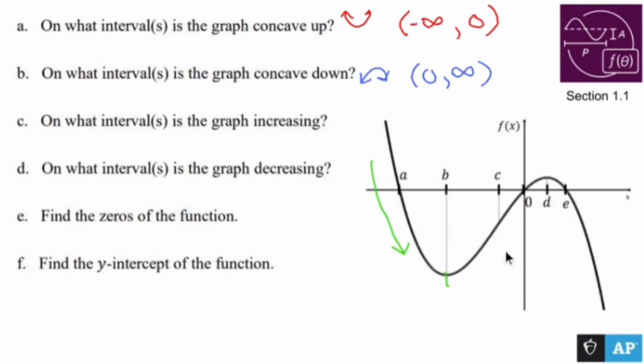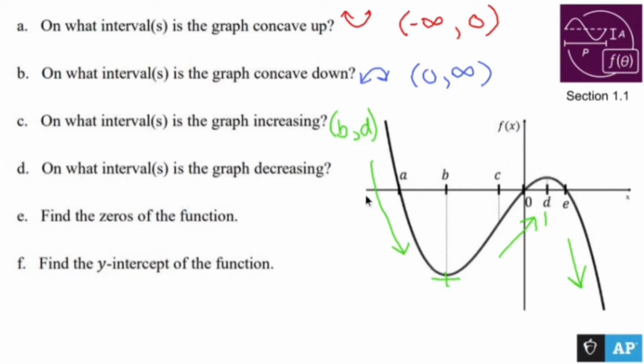At B, it starts going upwards, increasing, and at D, it starts going downwards again. So to answer this question, we will say between B and D is where this is increasing. Now we're not going to include B and we're not going to include D because at B, it goes from decreasing to increasing, and at that very moment, it's a flat slope, which means it's neither increasing nor decreasing.